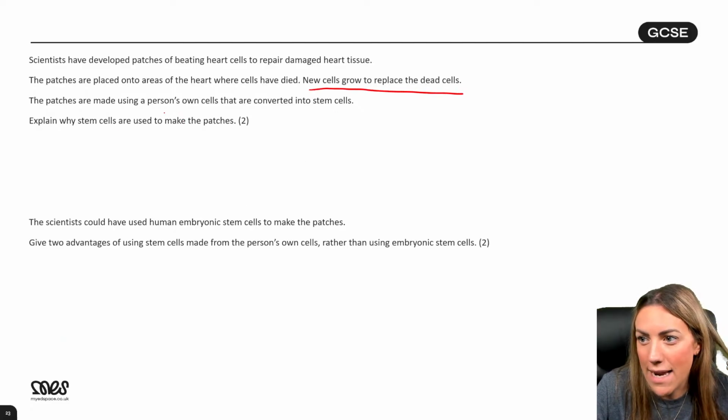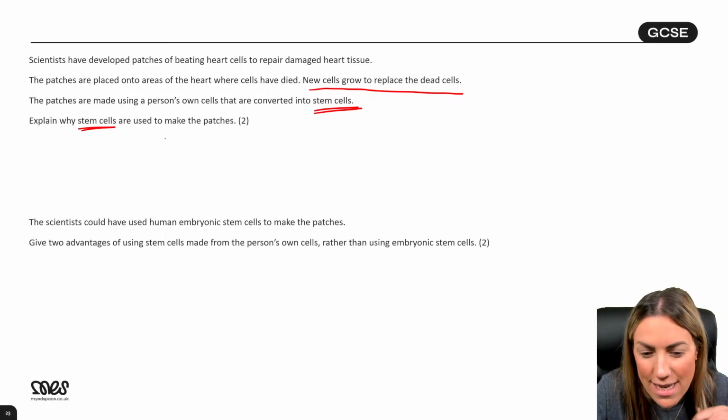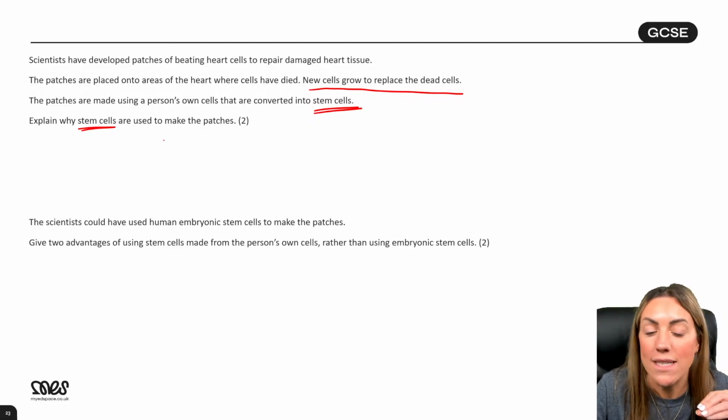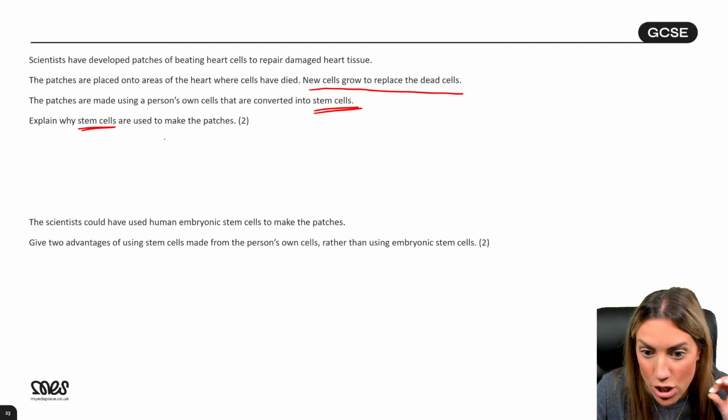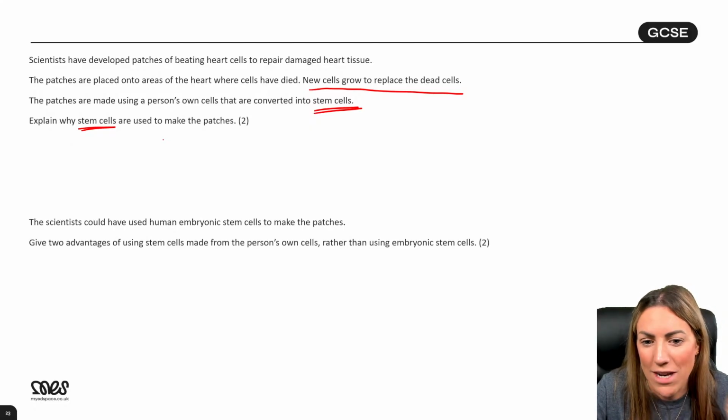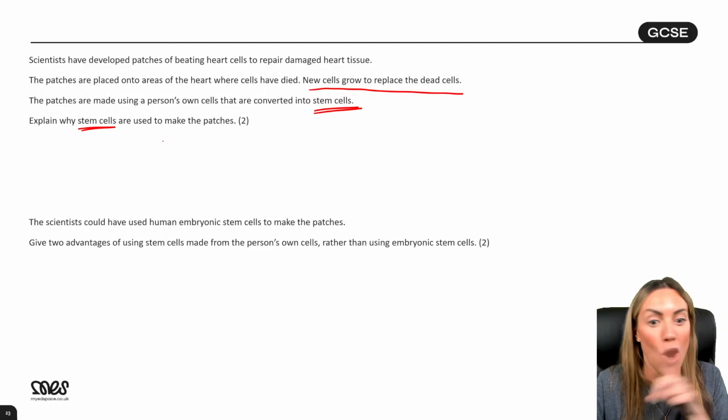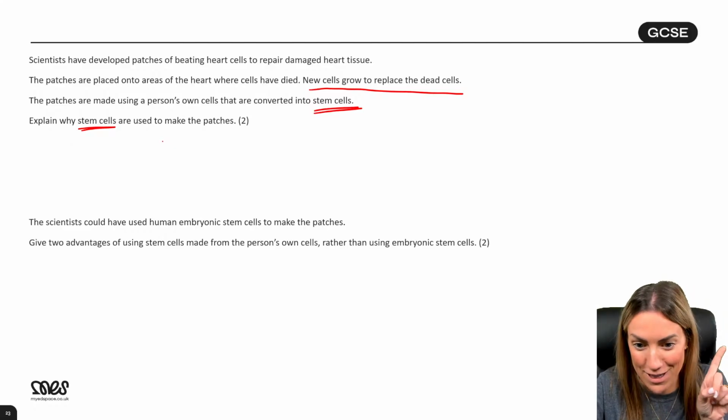The patches are made using a person's own cells that are converted into stem cells. Why are stem cells used to make the patches? Now, for this, you need to know what a stem cell is. Stem cells are not specialized cells. It's the opposite. Stem cells are not specialized.